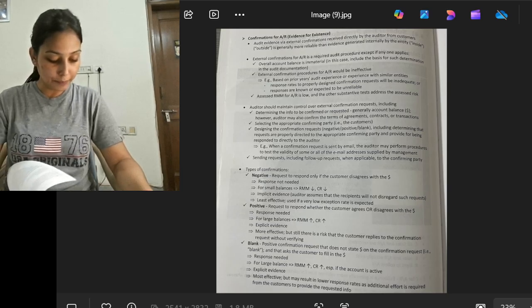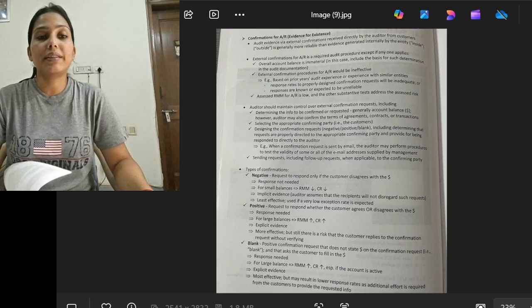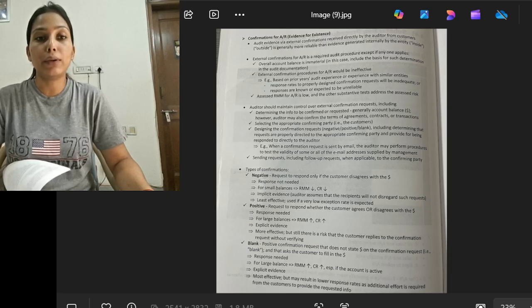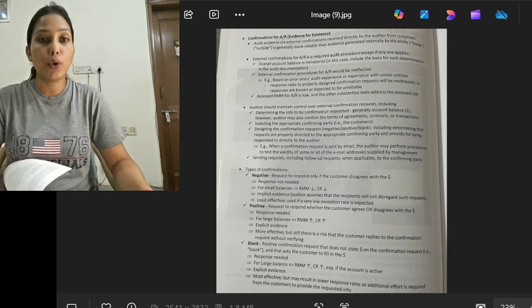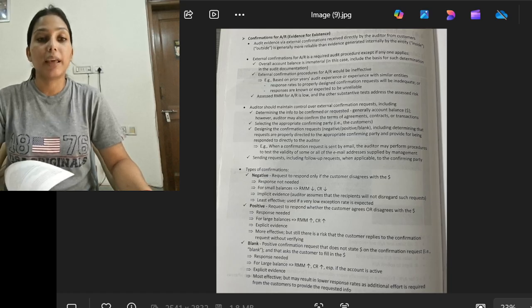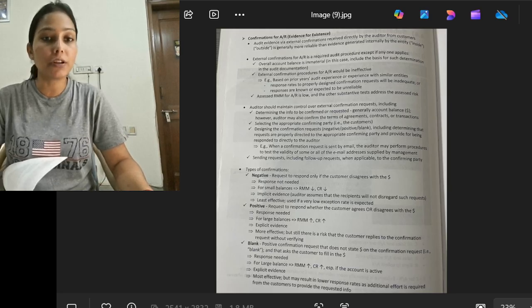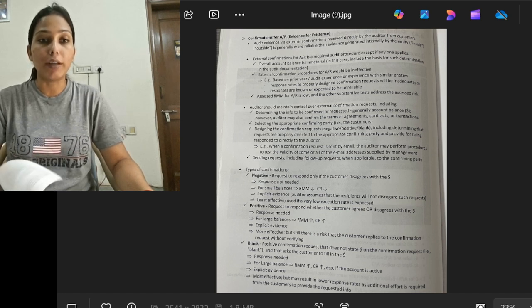Now the blank confirmation. It is a positive confirmation request that doesn't state the dollar amount on the confirmation request, that is blank, and asks the customer to fill in the dollar amount. Like the auditor is sending a confirmation request to the customer, saying please confirm the amount that you owe to the auditing entity. Here the auditor doesn't mention that please confirm if you owe $10 or not, but asks please confirm the amount. Auditor doesn't mention any amount on the confirmation letter and directly expects the customer to confirm the amount that they owe to the auditing entity.